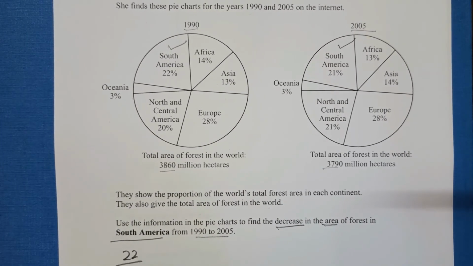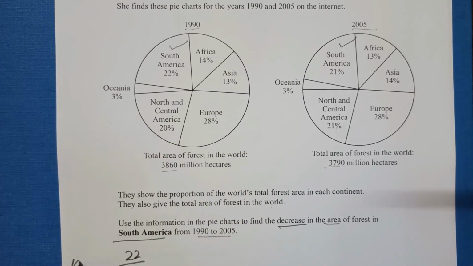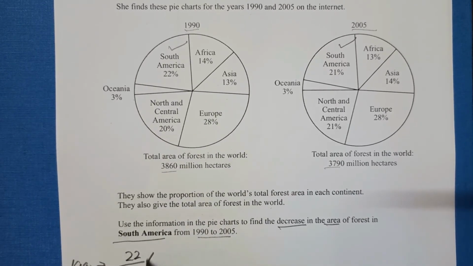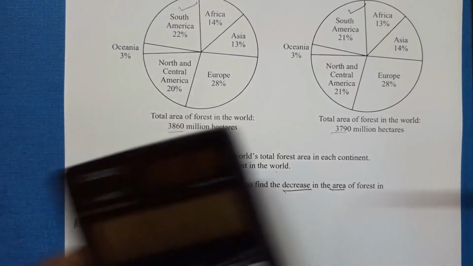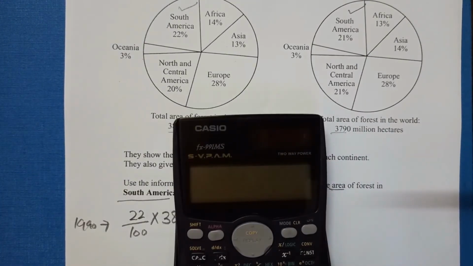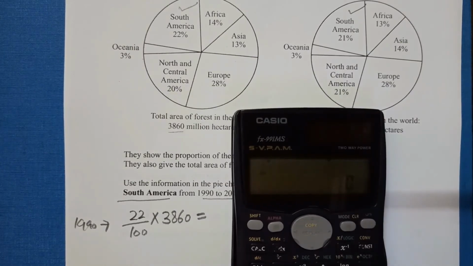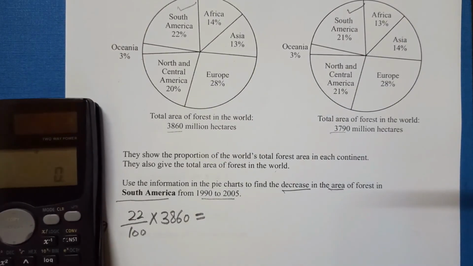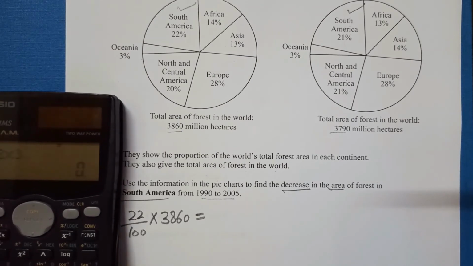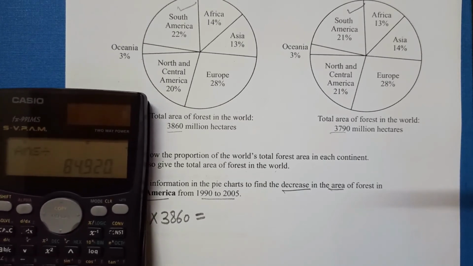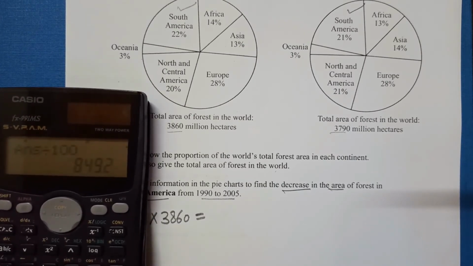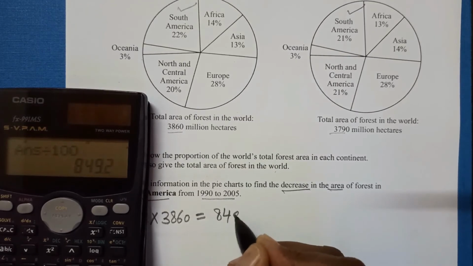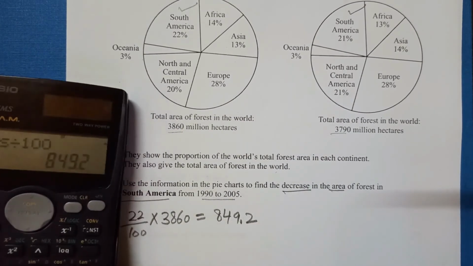22 out of 100 in the 1990 graph, times the total area, that is 3,860. So when we calculate this, 22 times 3,860 divided by 100, this is 849.2.